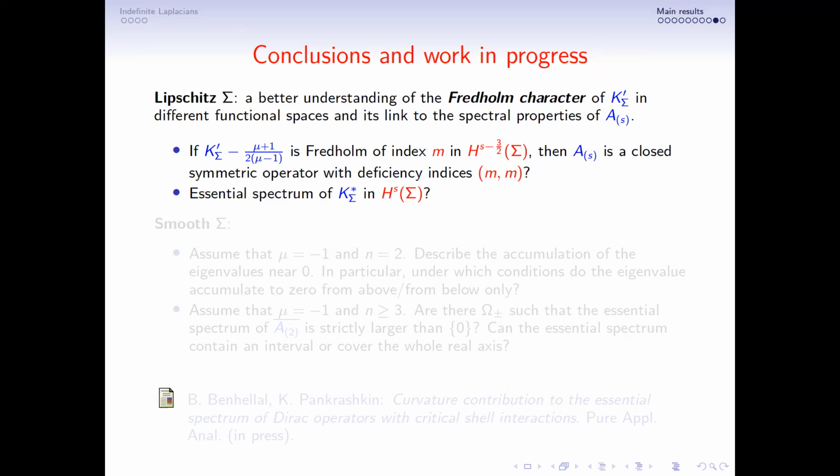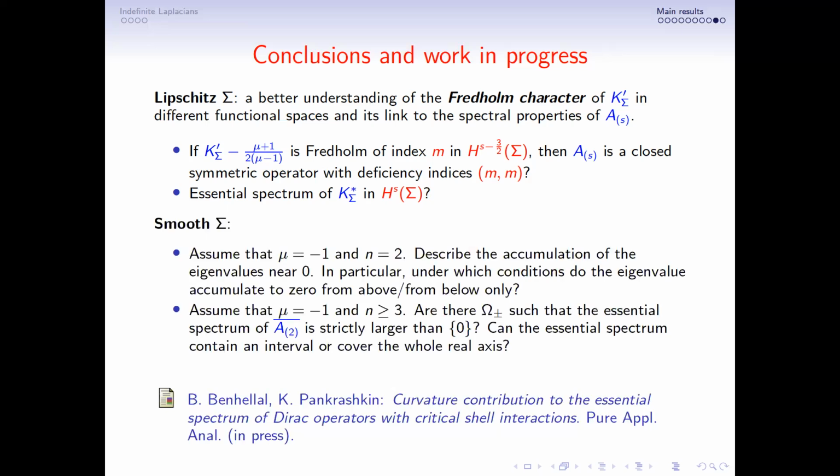Sure, consider this case, but one can also go beyond those ranges. Let's say one could consider 0 and 3.5, but apparently one should somehow rebuild this theory about the trace operators for this whole range. But we think that this is possible.